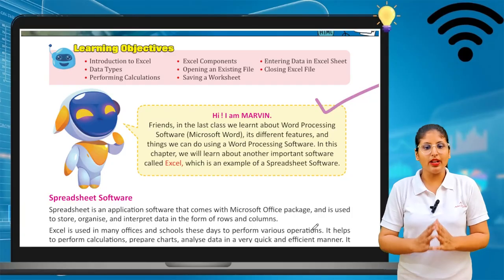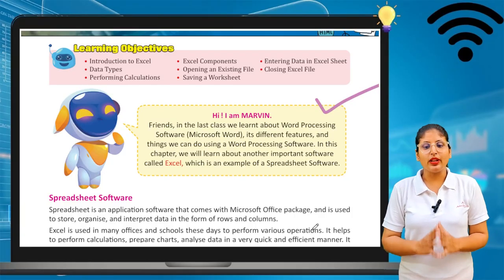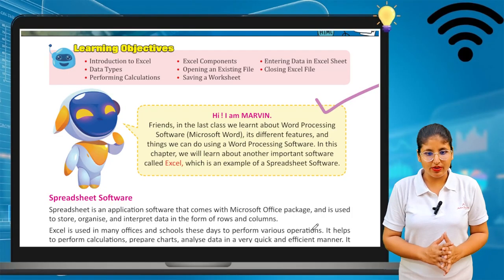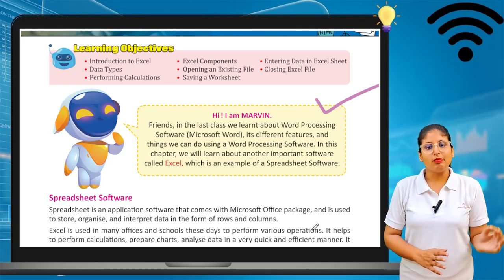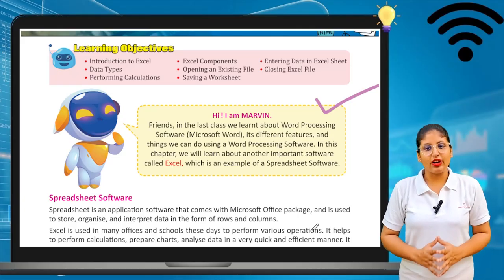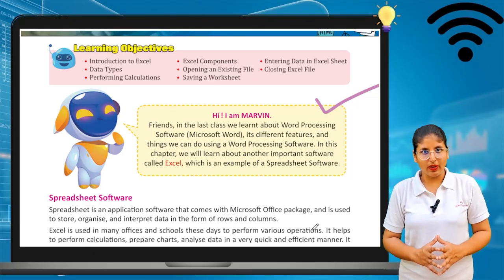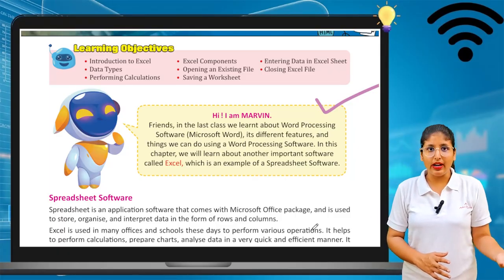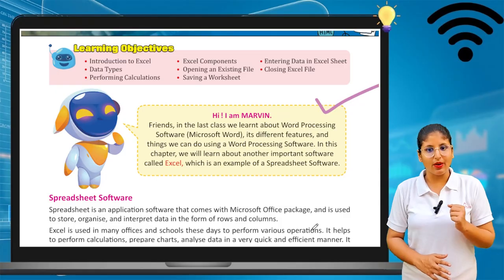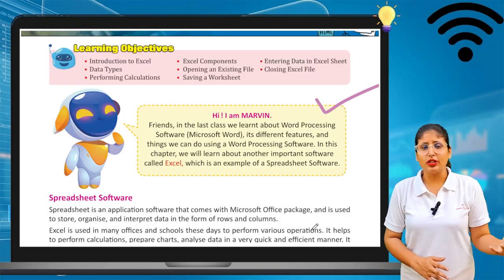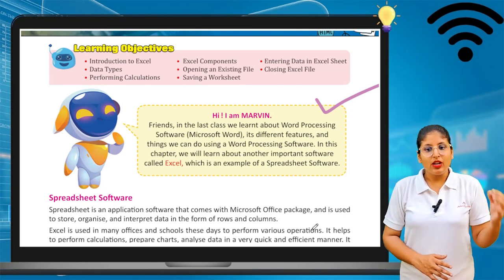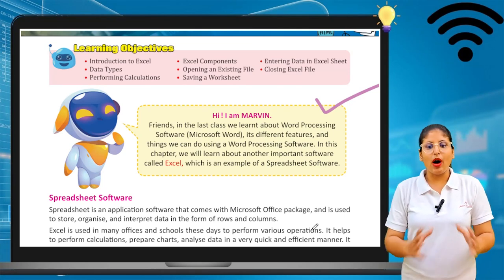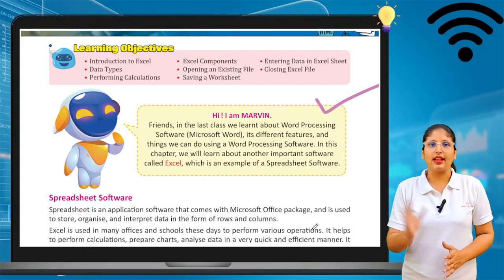Hi, I am Marvin. Friends, in the last class we learned about word processing software. That is Microsoft Word. Its different features and things we can do using our word processing software. In the previous class, like in class 5th, we already discussed about word processing. What is word processing, what are their features, and what are their types. So in this chapter we will learn about another important software, that is Excel.